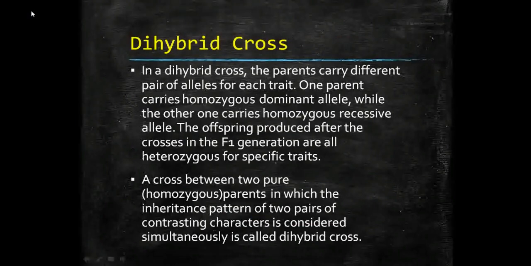A dihybrid cross is one in which the parents carry different pairs of alleles for each trait. One parent carries homozygous dominant alleles while the other one carries homozygous recessive alleles. The offspring produced in the F1 generation are heterozygous for the specific traits. A cross between two pure parents in which the inheritance pattern of two pairs of contrasting characters is considered simultaneously is called a dihybrid cross.